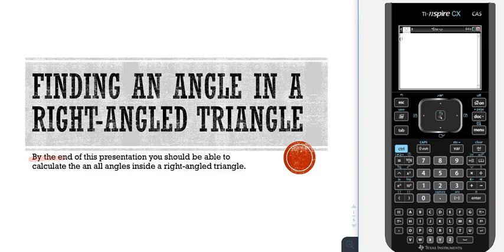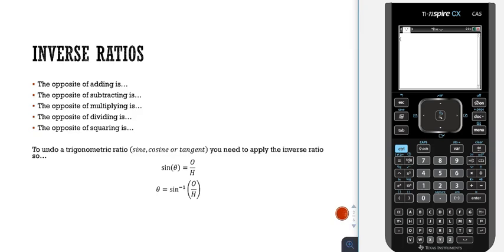Finding an angle in a right-angled triangle. By the end of this presentation, you should be able to calculate all of the angles inside of a right-angled triangle. So, inverse ratios. We have opposite operations for every operation that we have, basically.